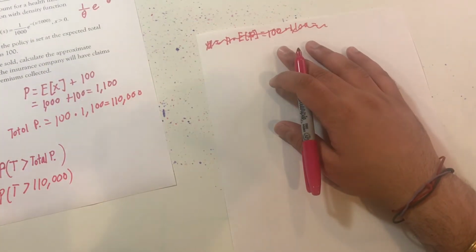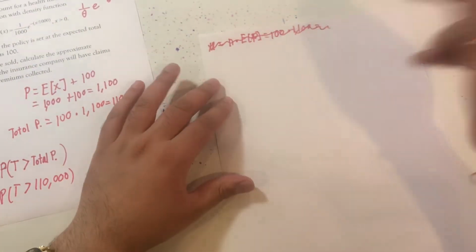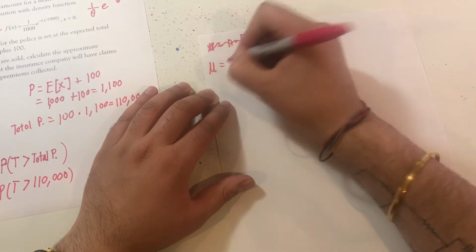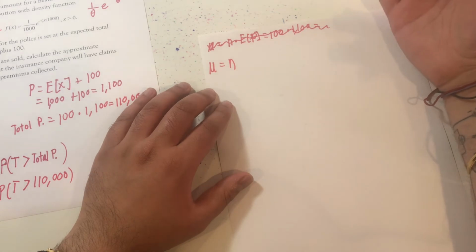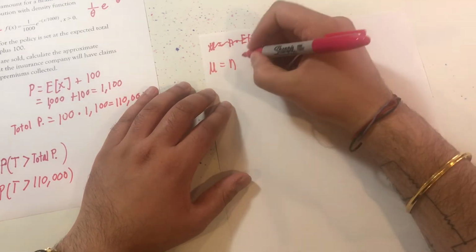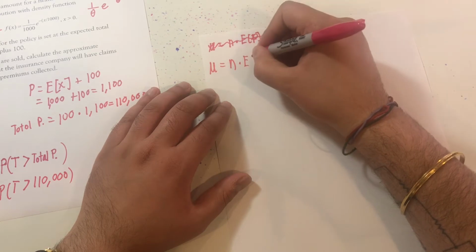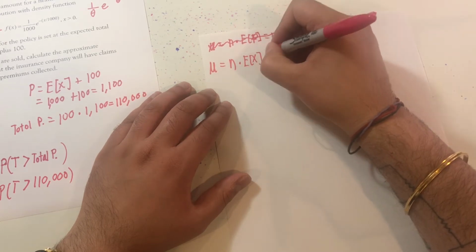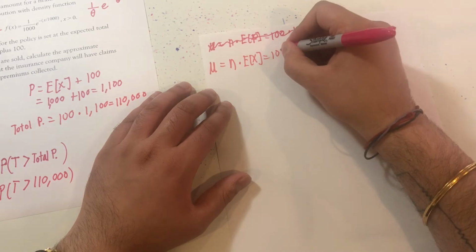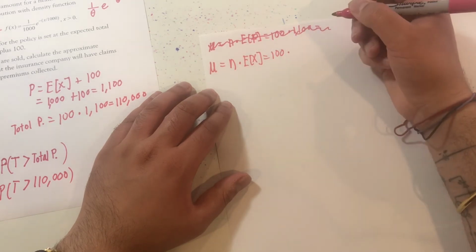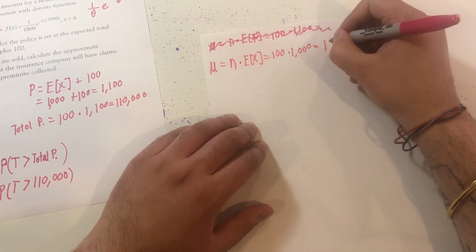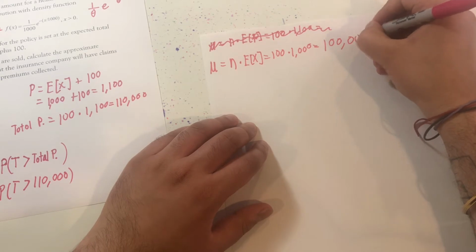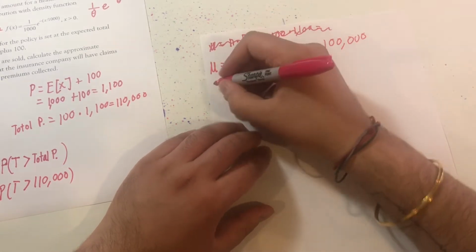Now, in order to do this, we need information about T. We need the expected value, we need the variance, we need the standard deviation. So our expected value should be equal to n, which is the number of items we have, in this case the number of claims, multiplied by the expected value of each individual, which is equal to 100 times 1,000, and that is equal to 100,000. Nice and easy.